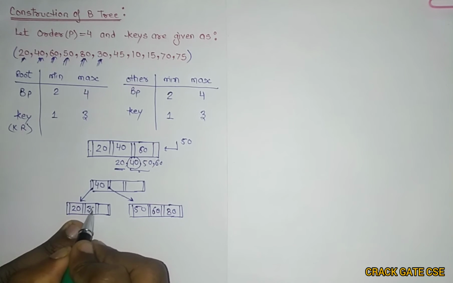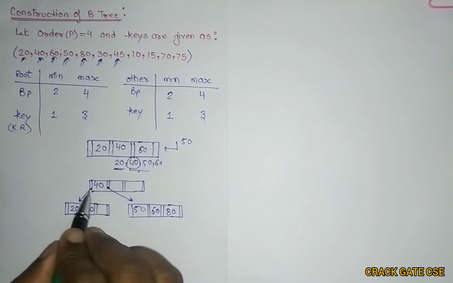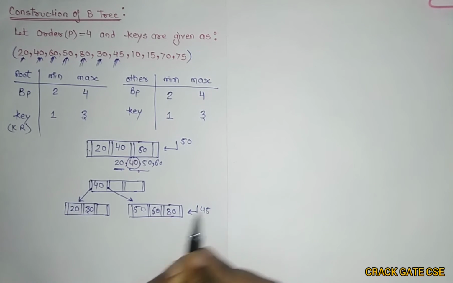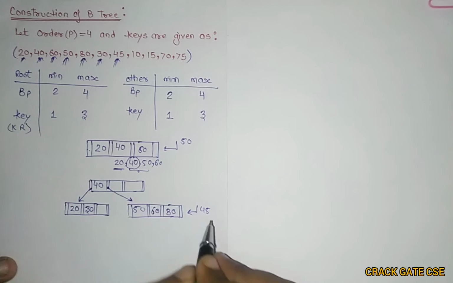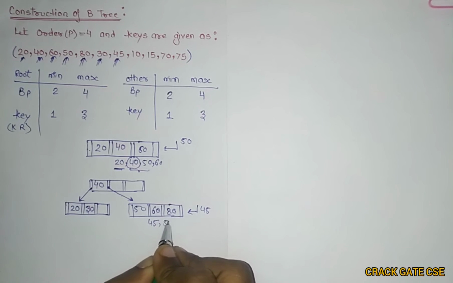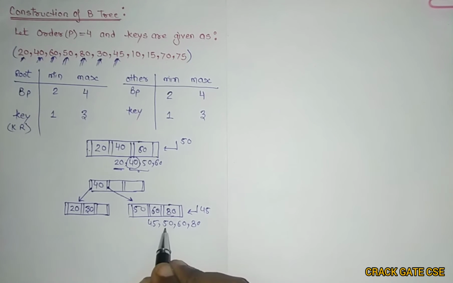than 20. Now if you have to insert 45, 45 is greater than 40, that means it needs to be stored here, but here there is no space available. So we'll be writing down all the keys and sorting them in increasing order. So it will be 45, 50, 60 and 80. So what are the middle values? 50 and 60 are the middle values, so we'll be taking the first middle value, right?